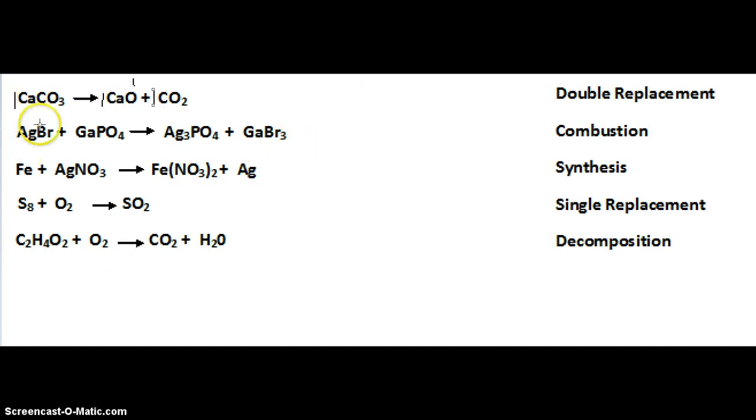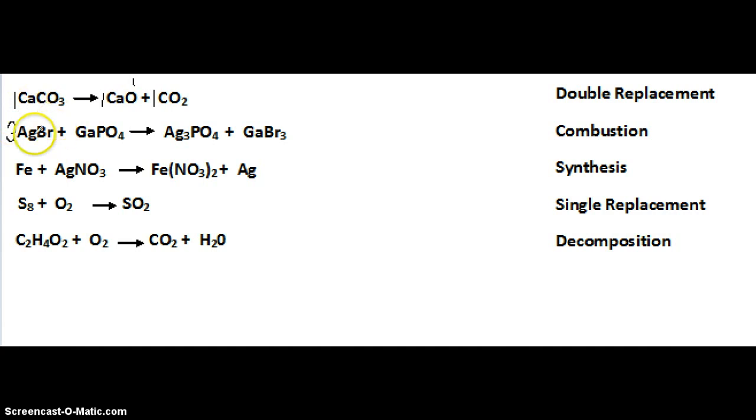We've got silver bromide plus gallium phosphate equals silver phosphate plus gallium bromide. This one is slightly more complicated. We've got 1 silver on the left side and 3 silvers on the right side. So we need to put a 3 in front of the silver on this side. This could be interesting as I'm not very good at writing on paint. There we go. Onto the bromides.